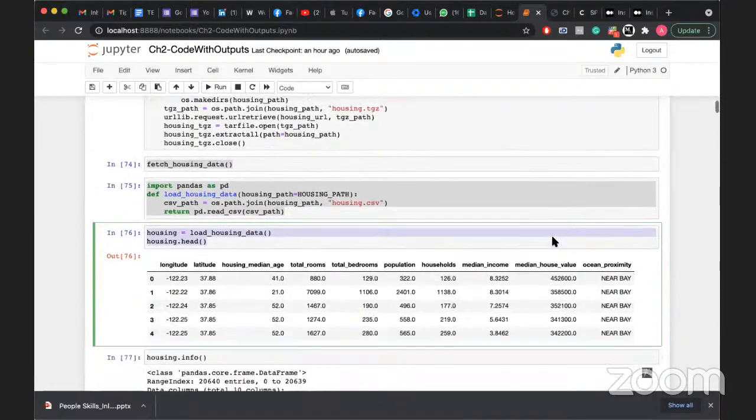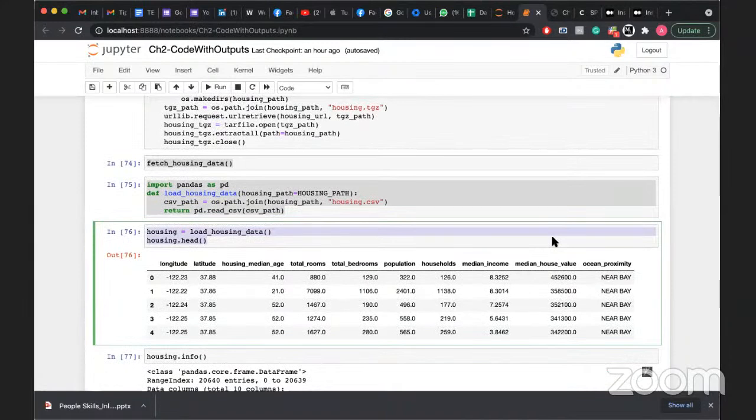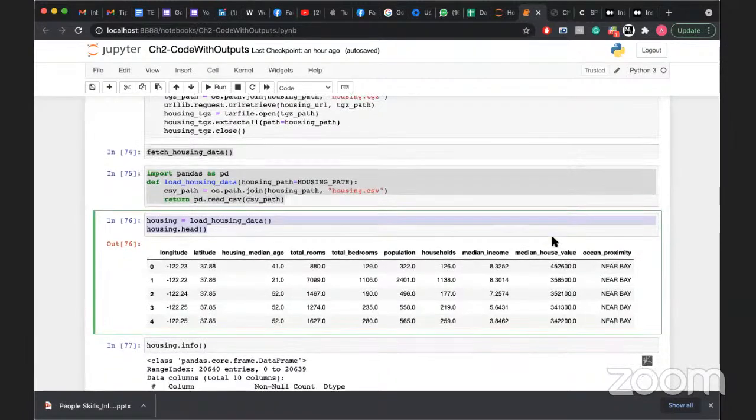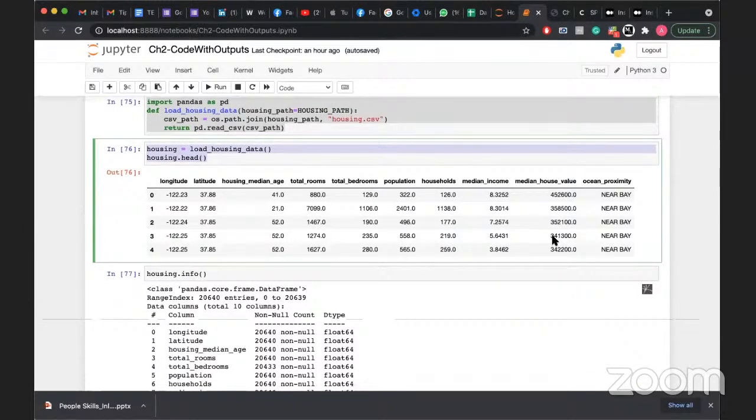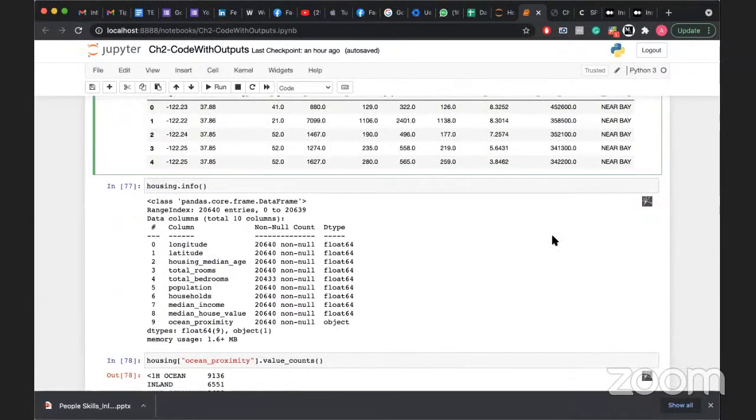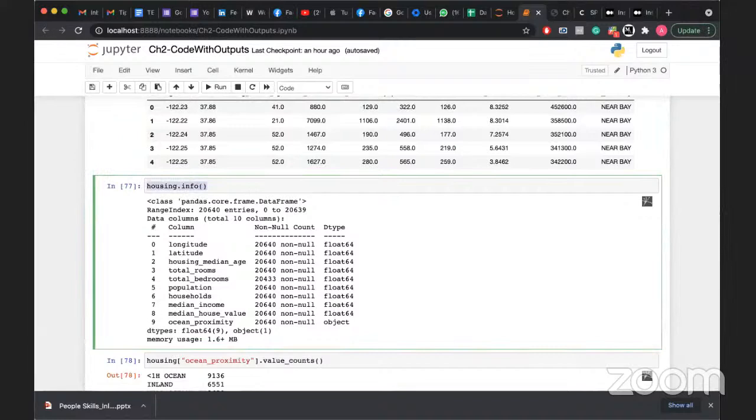Okay, good, good. Once you observe the output, you see the longitude, the latitude, the housing median age, total rooms, total bedrooms, population, households, median income, median house value, ocean proximity. So we see all these parameters. Now, when you execute the housing.info function, it gives you what these parameters are, the data types. So it's used for description of a data set. Please execute the housing.info function and let me know if you're able to see a similar output on your screen.